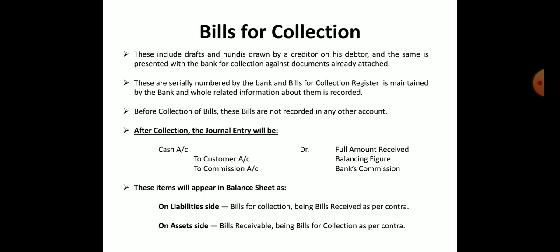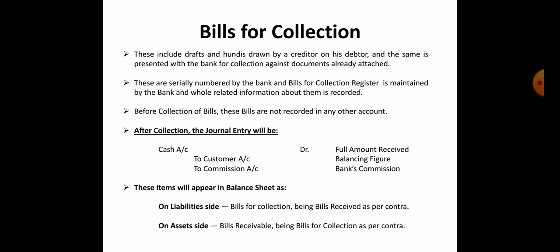that are also known as hundis. These are generally numbered by the bank, and a bills for collection register is maintained by the bank, and the whole information about them is recorded. Before collection, these bills are not recorded in any other account. So after collection, the journal entry will be cash account debit, to customer, to commission account. So basically, cash is debited with the full amount. Customer will get a balancing figure.